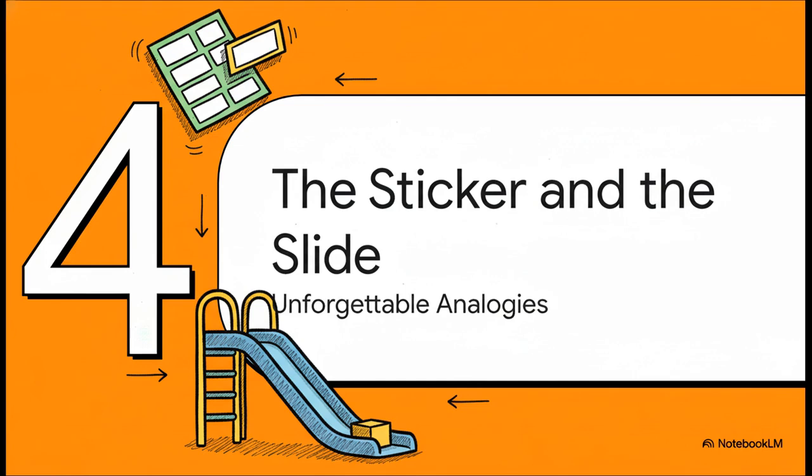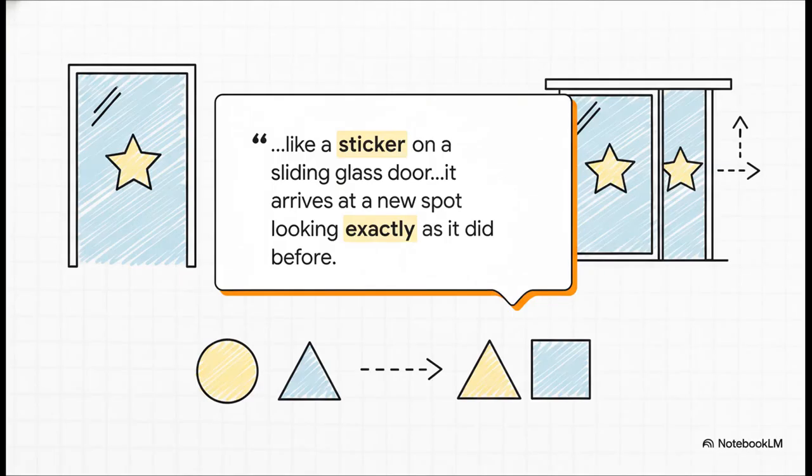All right, let's lock this concept in for good with two fantastic analogies that'll make the idea of translation totally impossible to forget. Here is just a brilliant way to think about it. Imagine you've got a sticker on a sliding glass door. As you slide that door open or close, the sticker moves, right? But the sticker itself doesn't stretch or tear or flip upside down. It just arrives at a new spot looking exactly like it did before. That right there is a perfect translation.